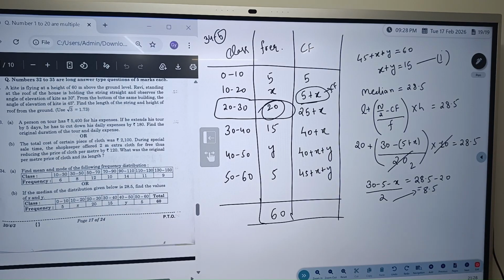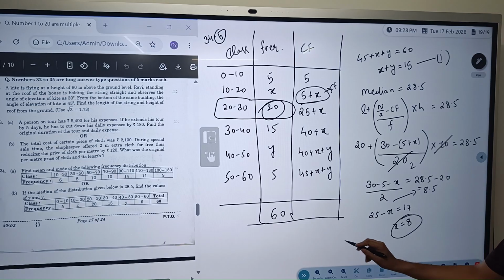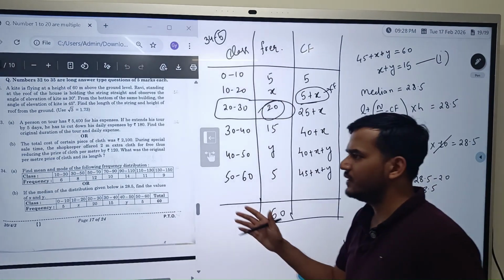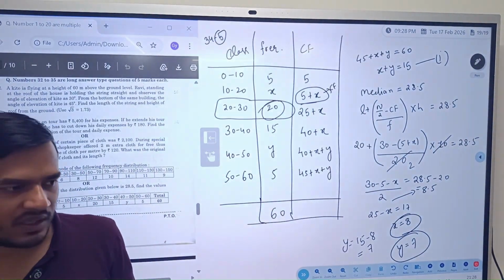Cross multiply. 25 minus x equal to 17, or x equal to 8. Substitute the value of x in equation number 1, we will get y is equal to 15 minus 8, that is 7. So x is 8, y is equal to 7.